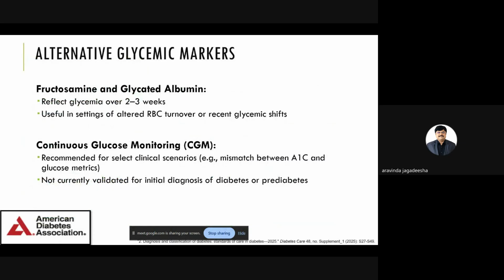So there are certain alternative glycemic markers like fructosamine and glycated albumin. It reflects glycemia over 2 to 3 weeks, useful in settings of altered RBC turnover or recent glycemic shifts.